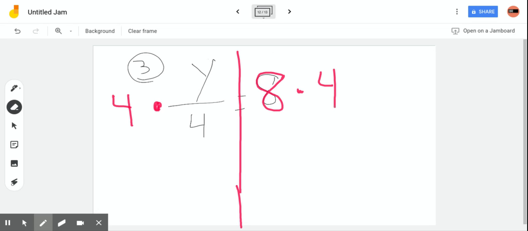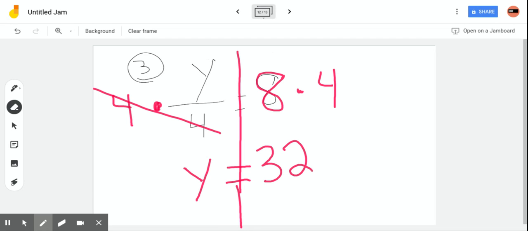Times 4. Now some people get here and they start doing a bunch of math. 16. No. Why did I choose to multiply by 4? Because I wanted it to cancel. So just cancel. Whatever's on top is left. The 4 is canceled, and the right side I have 8 times 4, and I got what? Now check it. If y equals 32, does 32 divided by 4 equal 8? Yes, it does.